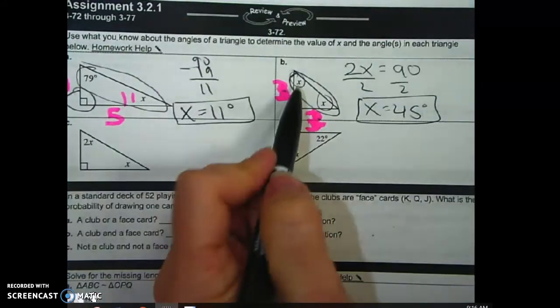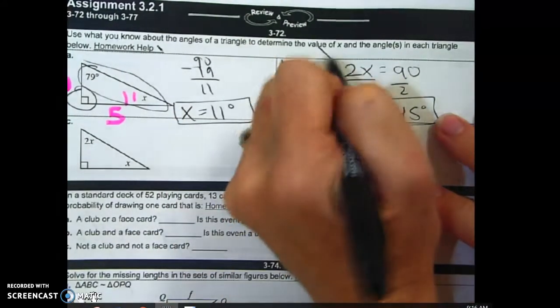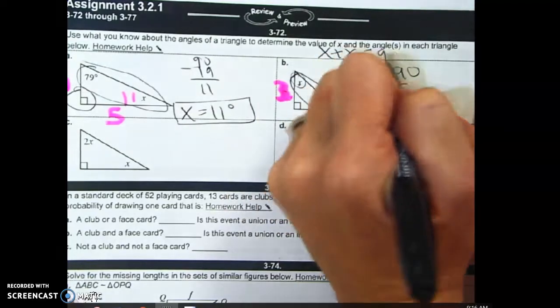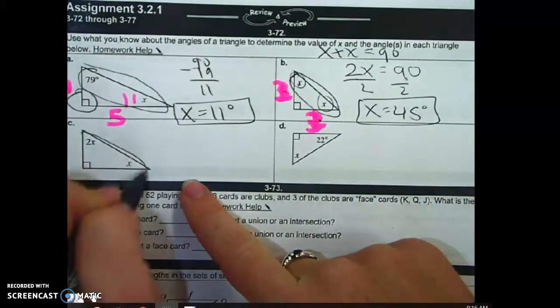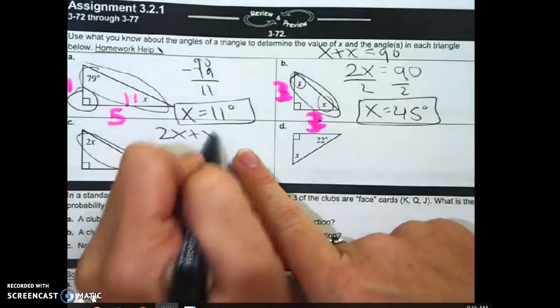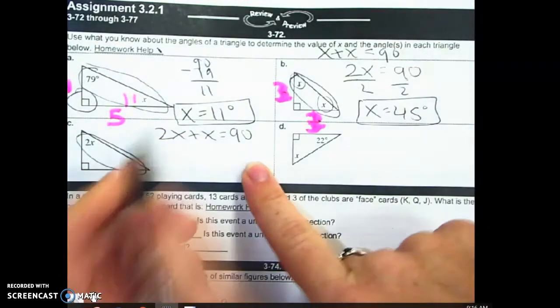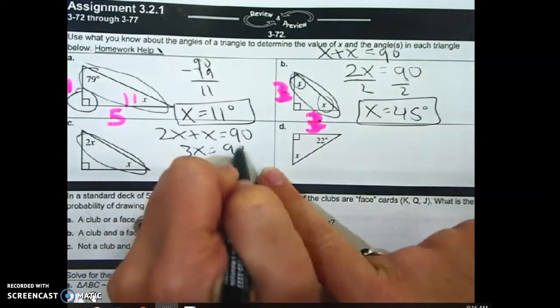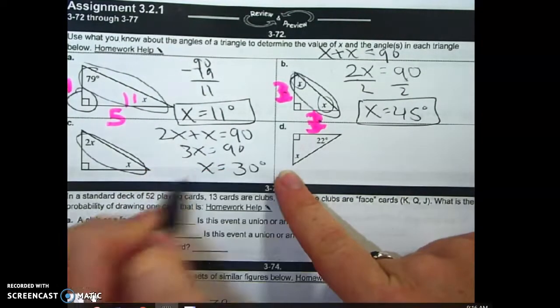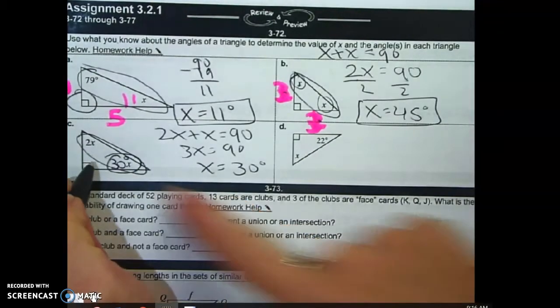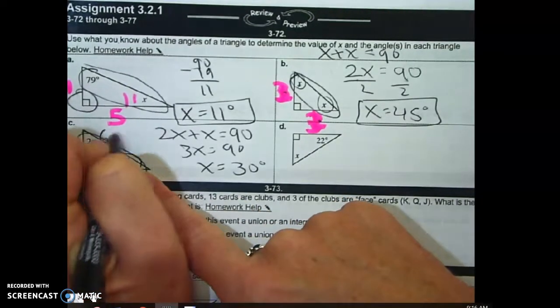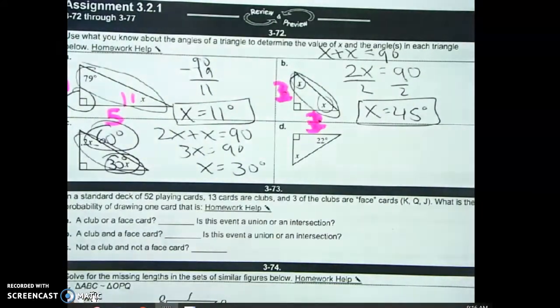All right, if I did this, I should have done this. I'm sorry, x plus x equals 90, and then 2x equals 90 divided by 2. So this time I'm going 2x plus x equals 90. 3x equals 90. X equals 30 degrees. So this side is 30 degrees, and then this is 2 times 30, so that's 60 degrees.